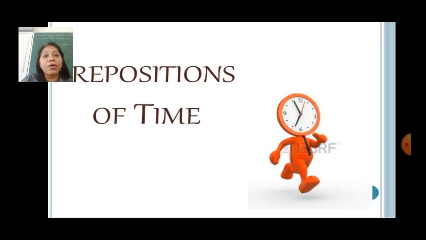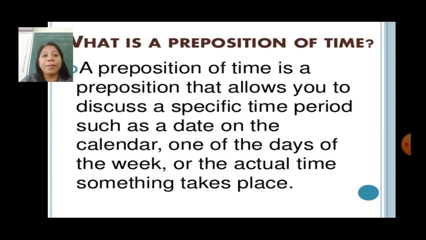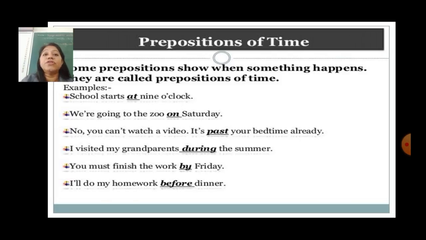Now, let's see what is preposition of time. Preposition of time is a preposition that allows you to discuss a specific time period, such as a date on the calendar, one of the days of the week, or the actual time something takes place. So, some prepositions show when something happens. They are called prepositions of time.